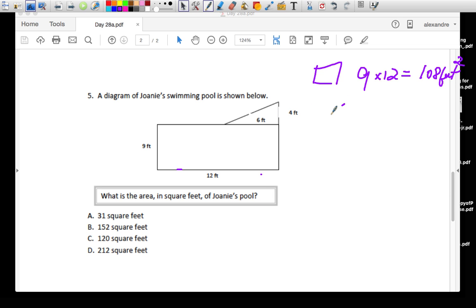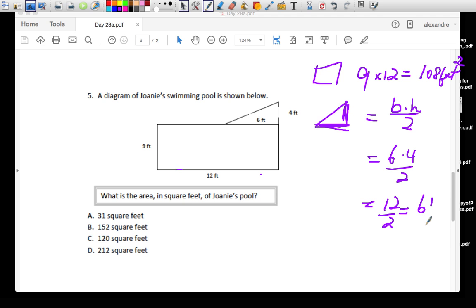Let's take the tiny pool where the kids swim. It's a triangle, and I know a triangle is base times height divided by 2. The base of our triangle is 6, and the height is 4. So we get 6 times 4 divided by 2. 6 times 4 is 12, and if we divide that by 2, it's 6. So the small swimming pool is 6 feet squared.